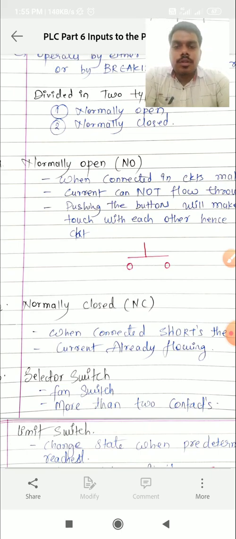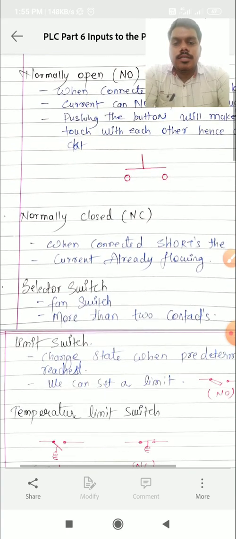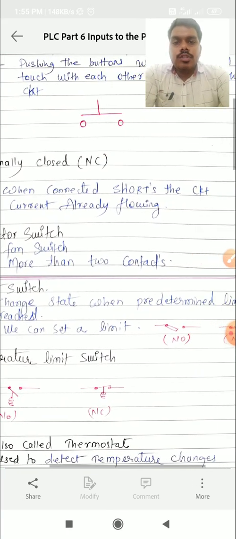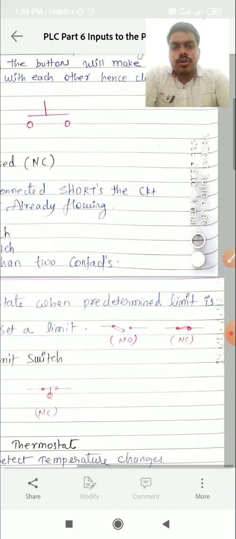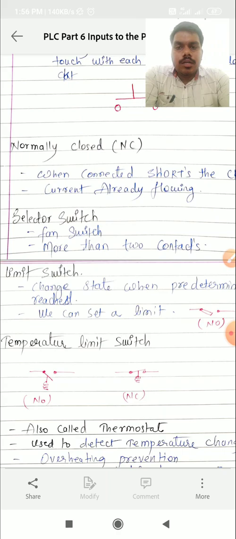The second one is normally closed. It is denoted by NC. When connected, it shorts the circuit. It is already a shorted device. It does not need any special condition to start. When it is connected in a circuit, it is already in closed position, so current starts to flow through the load. When connected, it shorts the circuit. Current is already flowing, as I have discussed.